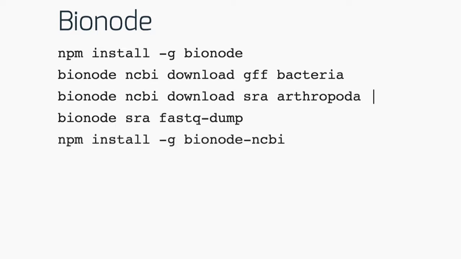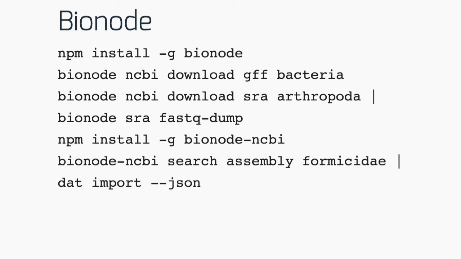But if you don't want to install all Bynode modules, if you're just interested, for example, in Bynode NCBI, you can just install the Bynode NCBI module and use just that one. Although this is all Node.js and JavaScript, all these modules provide a command line interface. So what you're seeing here is command line. You don't have to learn JavaScript, you can just use this as any other tool. In this case, I'm just using Bynode NCBI, not Bynode, and I'm searching for assemblies for hands and importing that and storing the JSON.